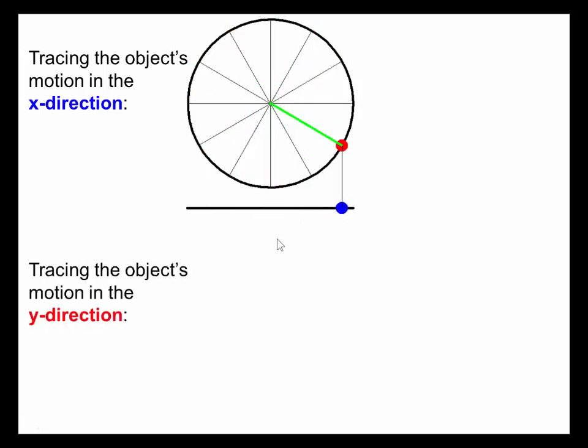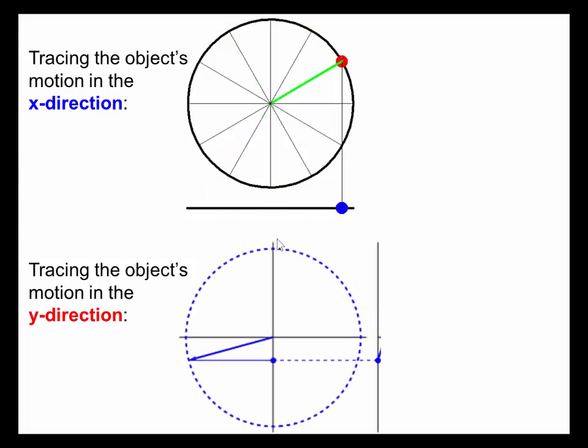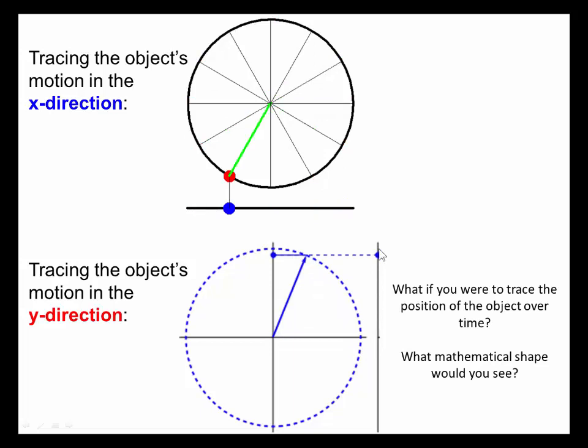In the y direction, this is a little bit nicer animation because it goes a little bit slower for you. As the object moves around the circle, if you just look at the y component of it, we can see it moves up and down and up and down.